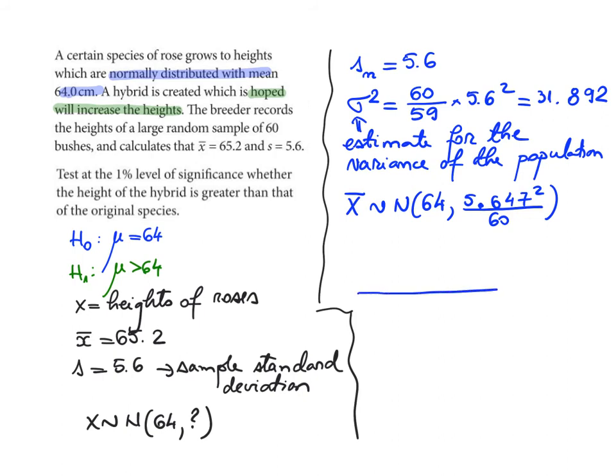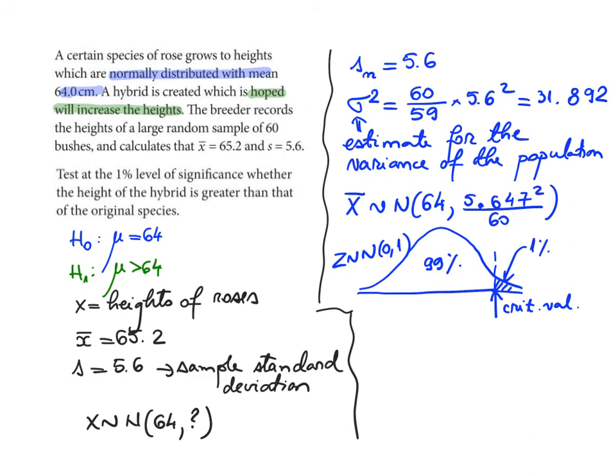Now, if I want a 1% significance level to the right, I'm looking for this area to be 1%. I'm looking at the z-score, so this would be my critical value. So my critical value will be on Z, normally distributed with 0, 1. That's its definition. So I'm looking at a 99% area here. And I get here 2.326. So this is my critical value.